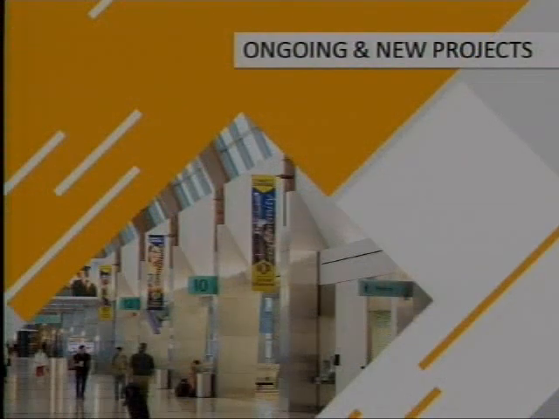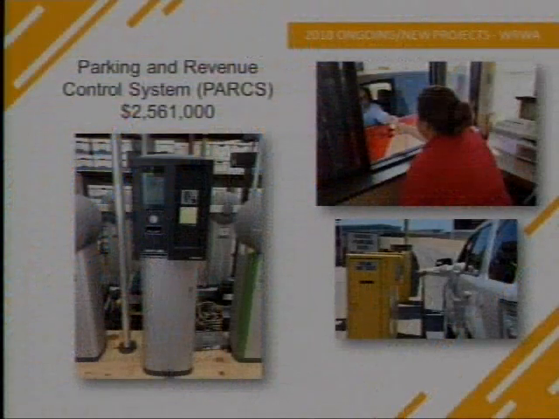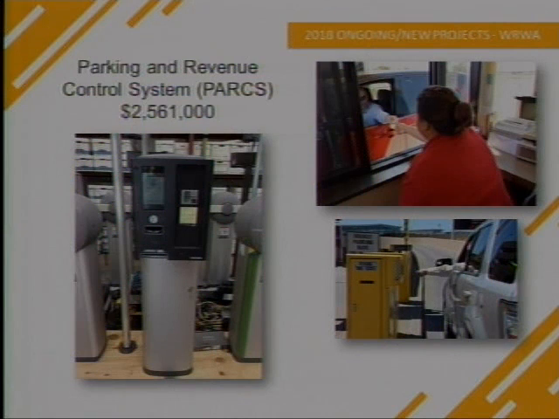I want to visit about some ongoing projects which are important to the Trust moving forward. Some of these we have already started, such as the parking and revenue control system. We're budgeting $2.5 million this fiscal year. The total cost of the project is $3.7 million. The system is obsolete and out of date that we have today. It can't be supported by new parts or service agreements, and the existing system will be completely replaced.